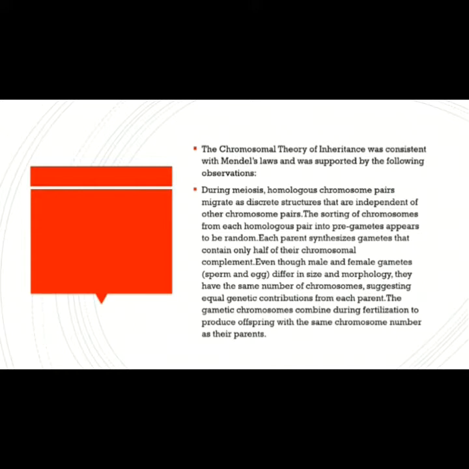Each parent synthesizes gametes that contain only half of their chromosomal complement. Even though male and female gametes differ in size and morphology, they have the same number of chromosomes, suggesting equal genetic contributions from each parent. The gametic chromosomes combine during fertilization to produce offspring with the same chromosome number as their parents.